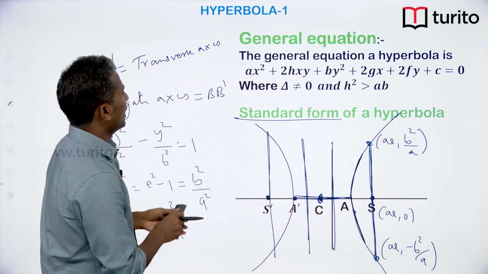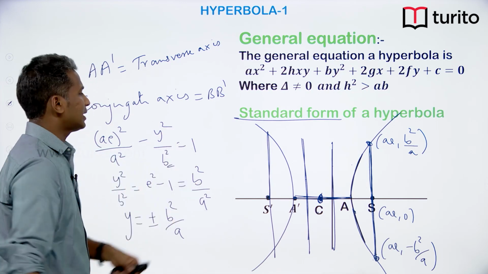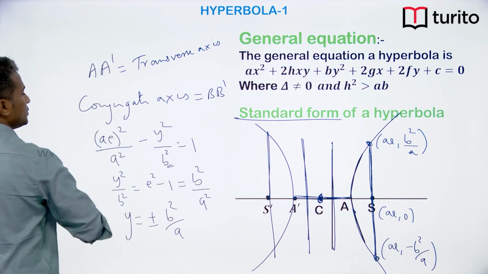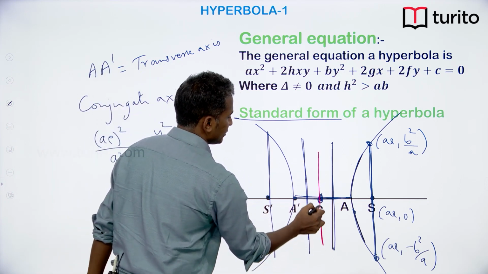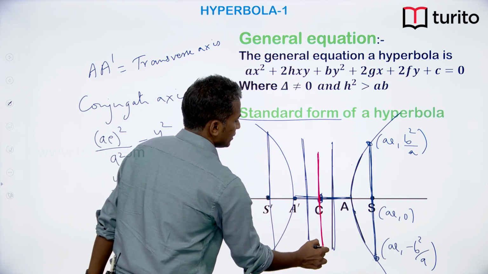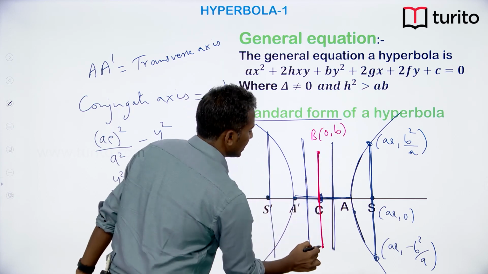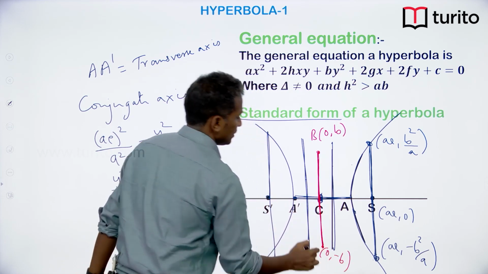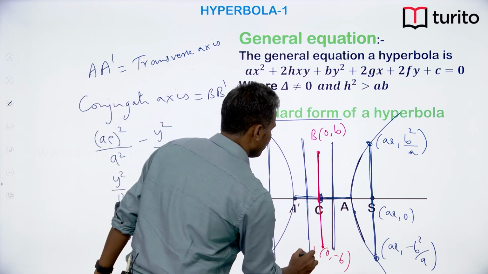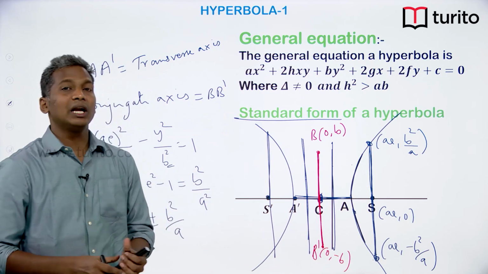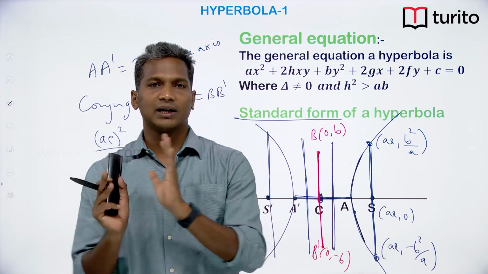Now, what is this b? What is the significance of this b? That we will try to understand. So, suppose, let us say, through C, if I draw a line which is perpendicular to the transverse axis, which has two ends, one end as (0, b), other end as (0, minus b). Now, what are these points and what is this BB dash representing? This BB dash is called the conjugate axis. Why is it called the conjugate axis? That we will see a little later.